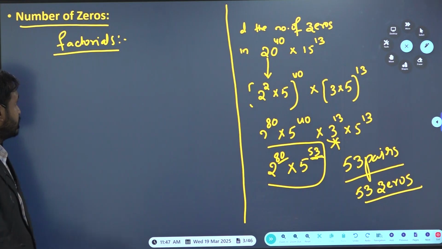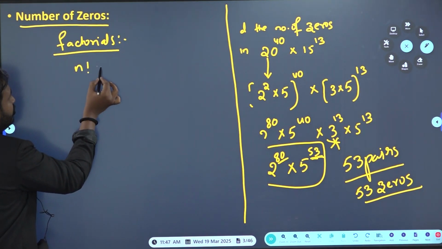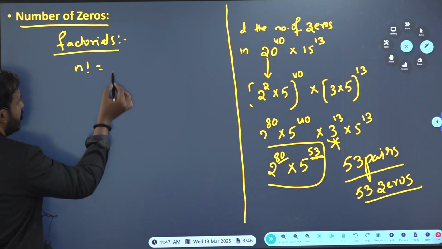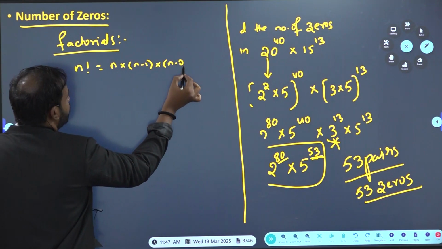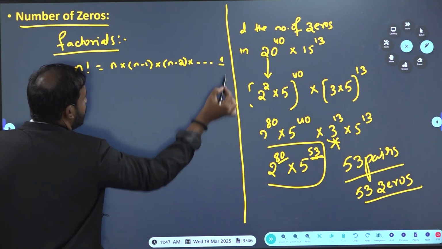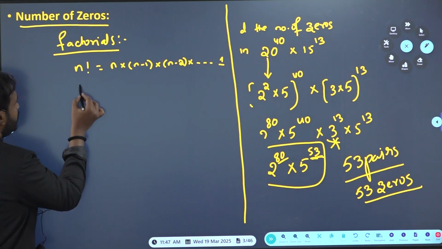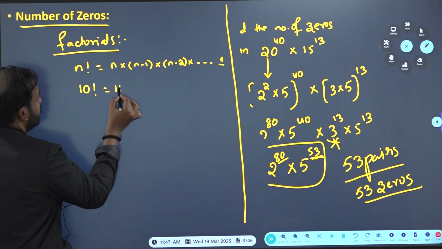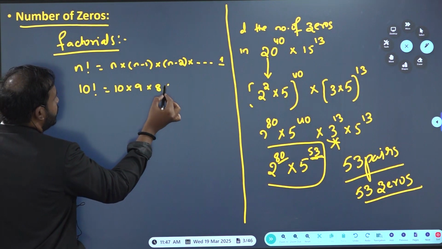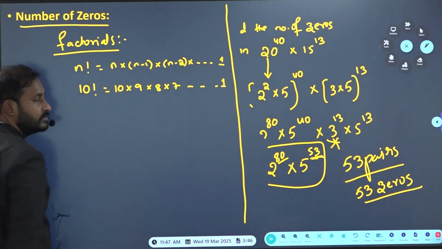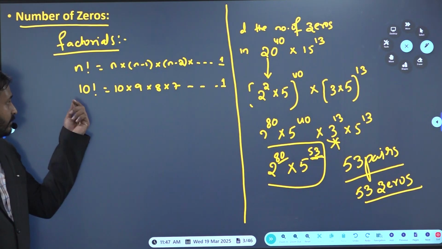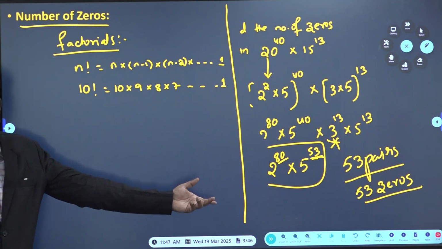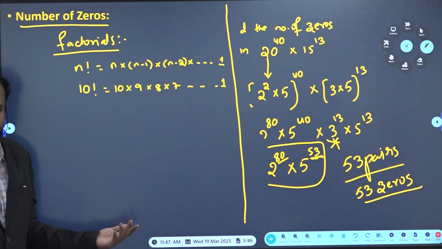We can do it in two ways. Now when it comes to factorials, what is a factorial? N factorial usually means n into n minus 1 into n minus 2 and so on until we reach 1. For example, if I want 10 factorial, I write it as 10 into 9 into 8 into 7 up to 1. This is the meaning of factorial: the product of numbers from n to 1 in descending order.